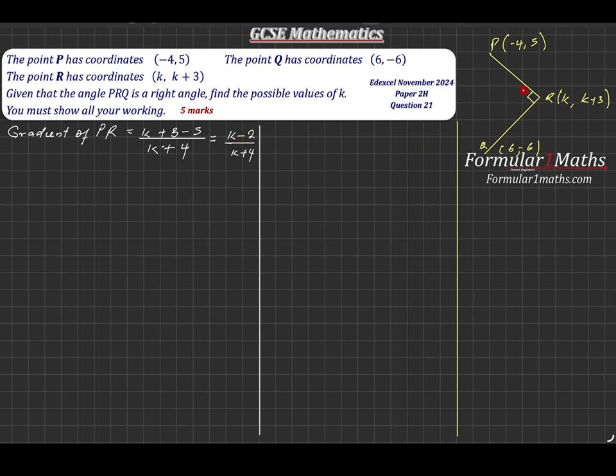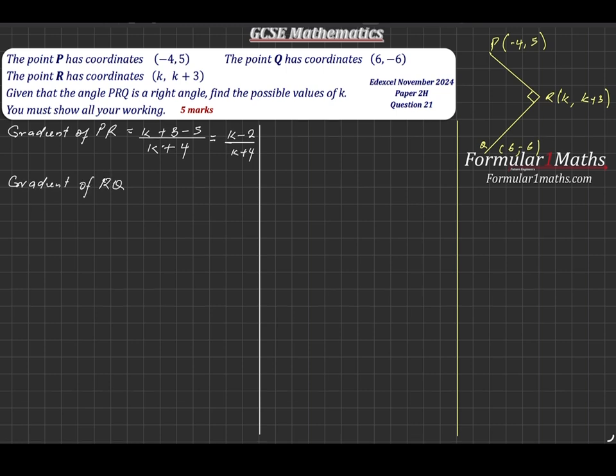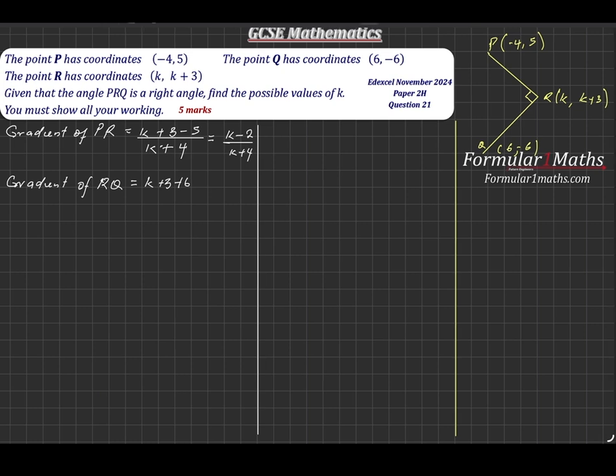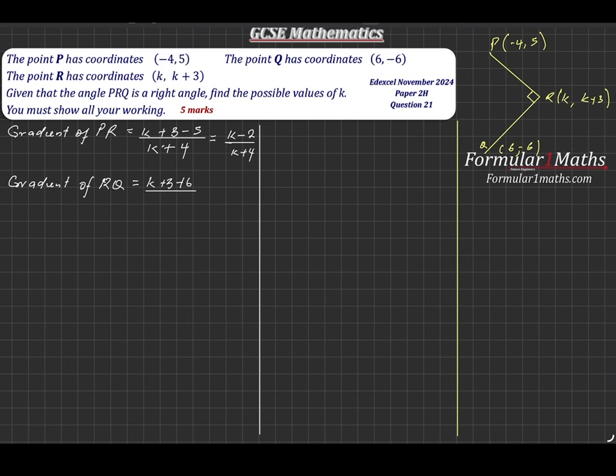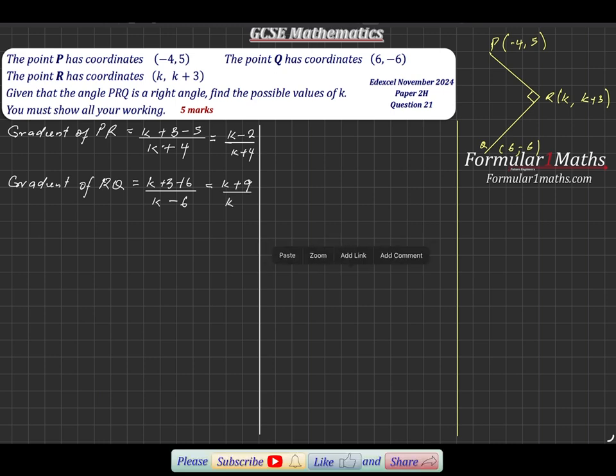I'm going to find the gradient of RQ. So the gradient of RQ is equal to k plus 3 minus -6, so that will be k plus 3 plus 6, because minus minus gives a plus. That's why I've got plus over here. So this will be over change in x, and the change in x will be k minus 6. That reduces to k plus 9 over k minus 6.